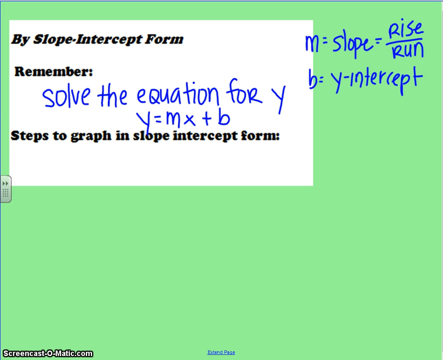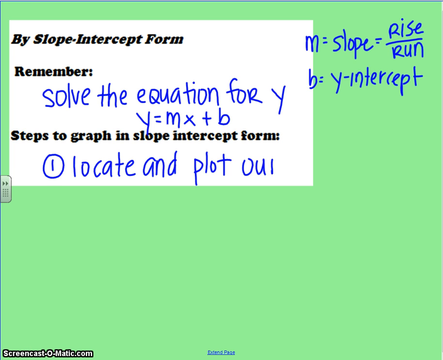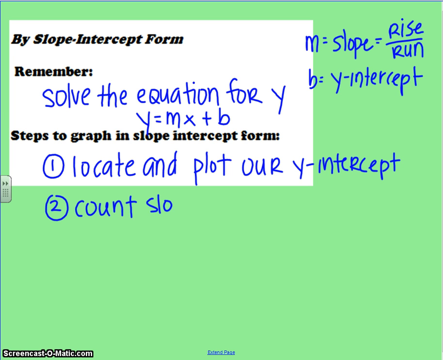Okay, so in order to graph in slope-intercept form, the first thing we need to do is locate and plot our y-intercept. Remember, our y-intercept is our vertical axis, so we plot that on our y-axis. Once we have our y-intercept, or b, plotted, that's when we will use our slope to count and place more points. Remember, a positive slope, our line will slant up, and a negative slope, our line will be slanting down.